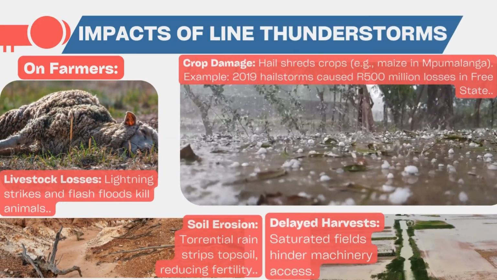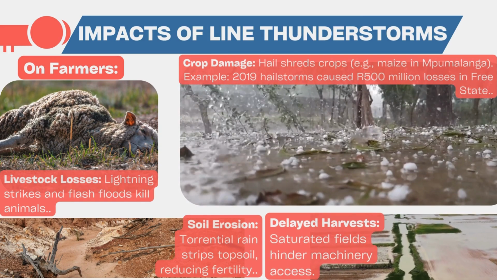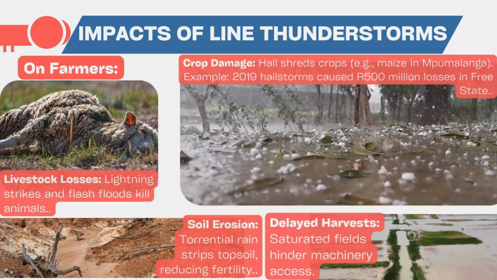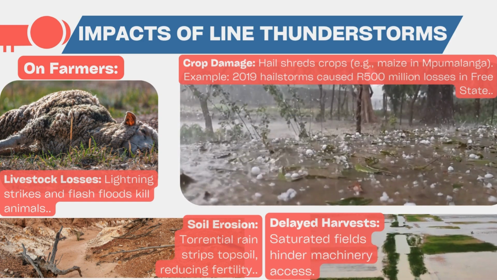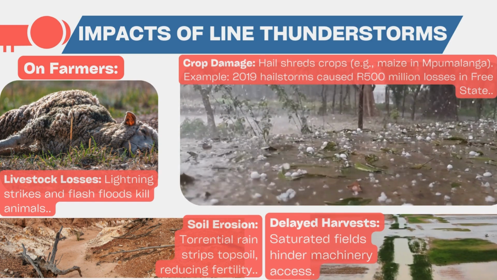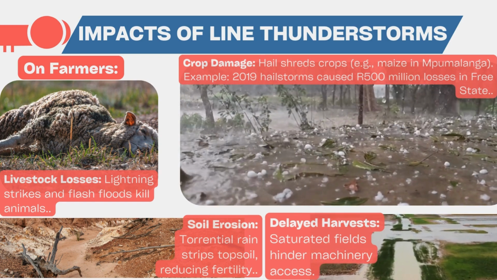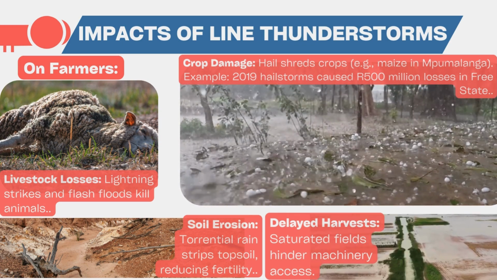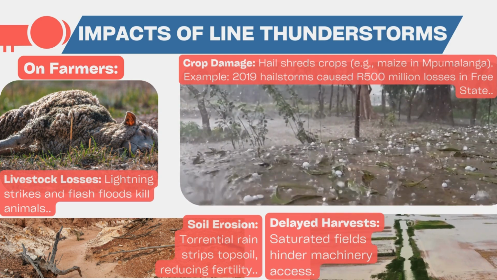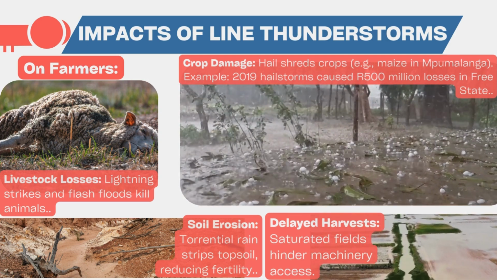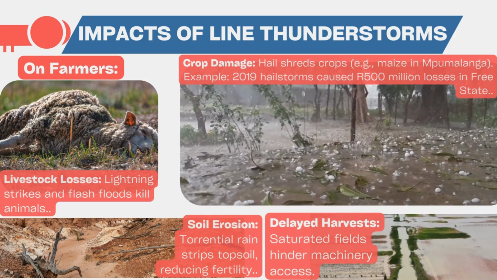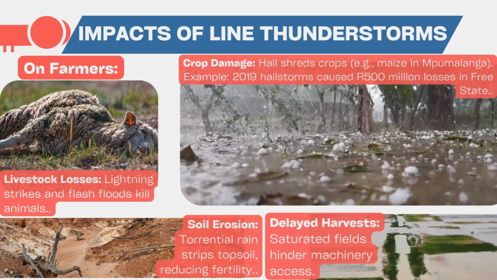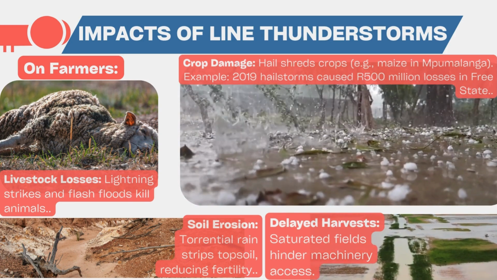Impacts on farmers, the brutal truth. Hail damage. Imagine golf ball-sized hail shredding maize fields into coleslaw. The Free State's 2019 500 million rand loss wasn't a bad dream, it was Tuesday. Torrential rain washes away topsoil faster than a politician's promise. Hello, barren fields. Flash floods, crops drown, tractors sink, and harvests delay. Ever tried harvesting in a swamp? Nah. It's not a vibe. Lightning strikes? Check. Flooded pastures? Check. Farmers lose animals, like Eskom loses power cables.